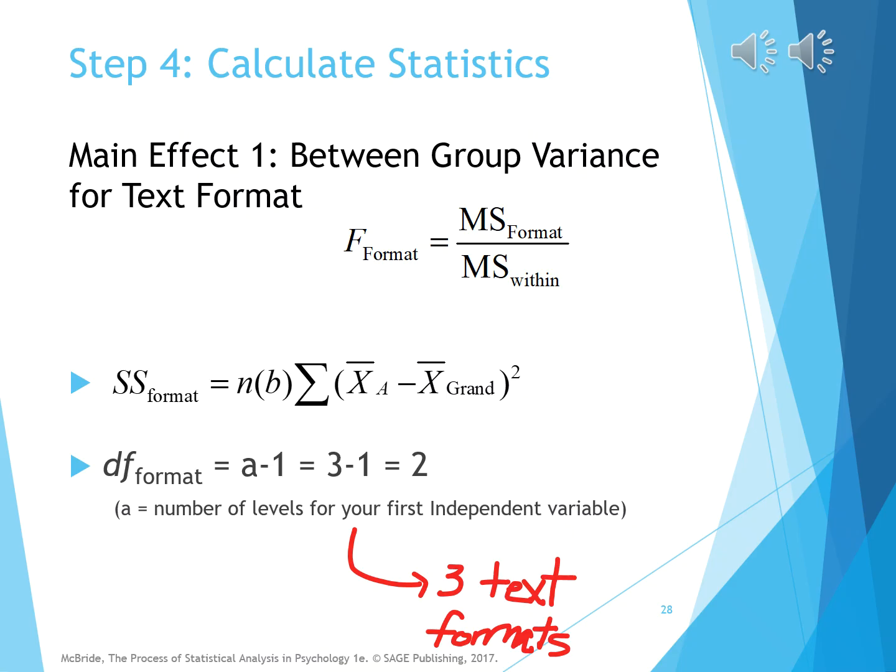Multiply that by the sum of each of the levels of format minus the grand mean, squared, all of that. Okay, so we'll get to those calculations in a second. The degrees of freedom between for format is equal to the number of levels, I'm sorry, minus 1. Well, that one's easy. We've got 3 different kinds of text formats. You subtract 1 from that, and you get 2.